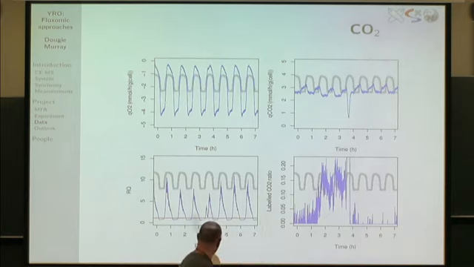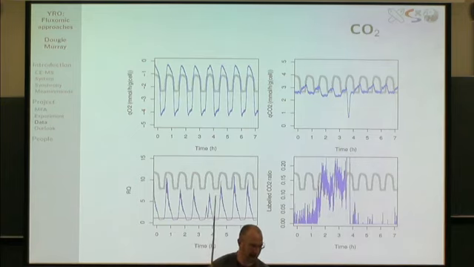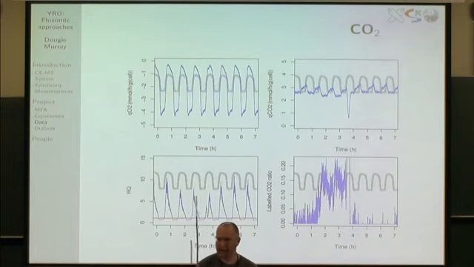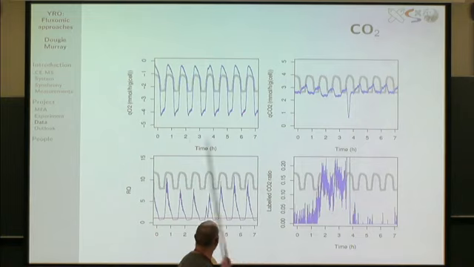Interestingly, the RQ goes below 1, which means it's taking up CO2, which we've got more mass specs on, and the yeast is taking up about 7% of the CO2 from the environment when it's growing in this phase here.